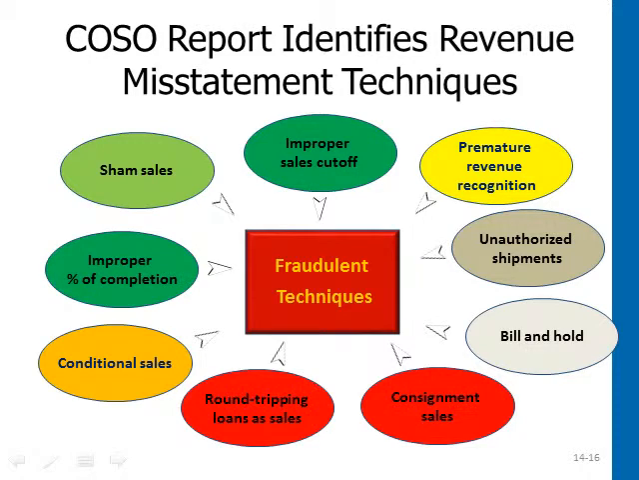And so here we see some of the COSO identified revenue misstatement techniques. So what do companies do? What are some of the fraudulent techniques that companies use in order to inflate revenue, which would include things like sham sales, that's recording sales that really didn't happen, or improper sales cutoffs, so recording sales that happened in the next period in the current period to inflate sales, consignment sales, or bill and hold.